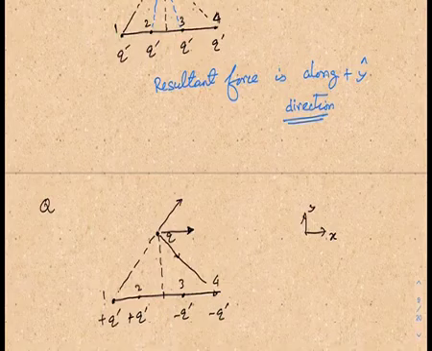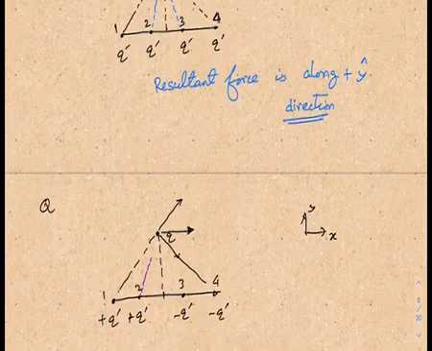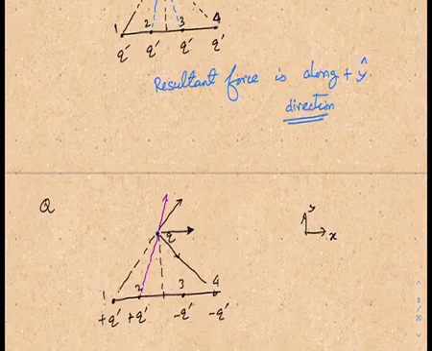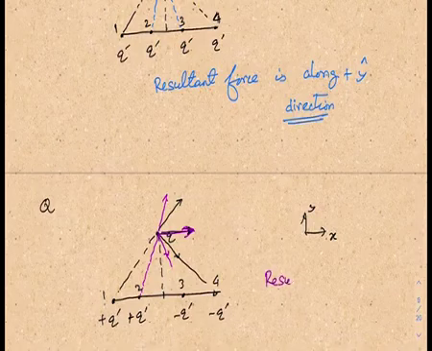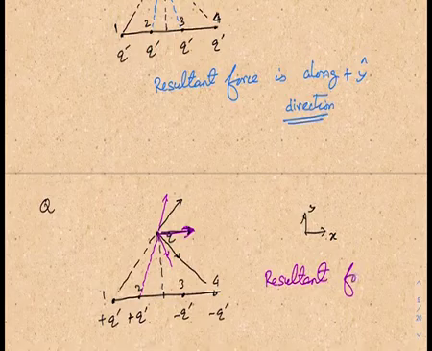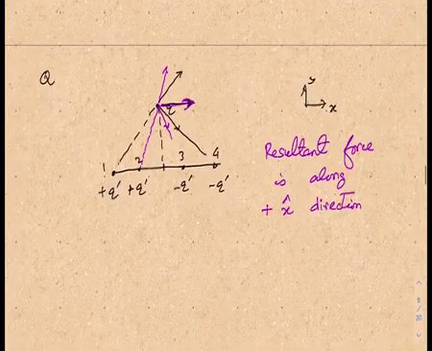But then what about due to position 2? This would be along this direction, and because of 3, it would be along this direction. Here also no issue. So the resultant force in this case is along the plus x cap direction. Fine. Then come to this one, case R.